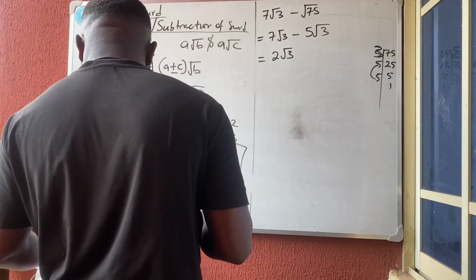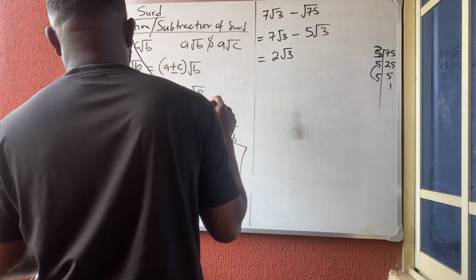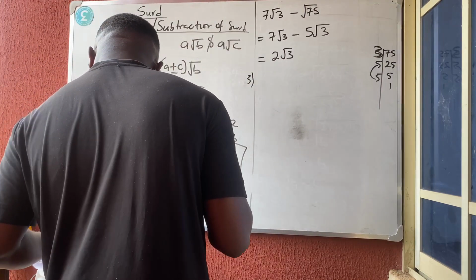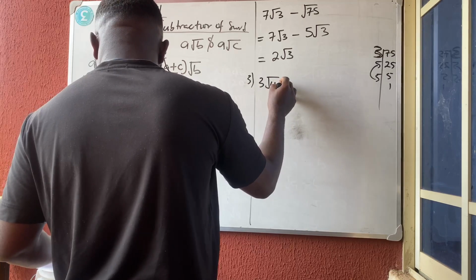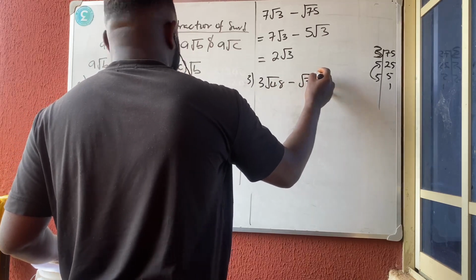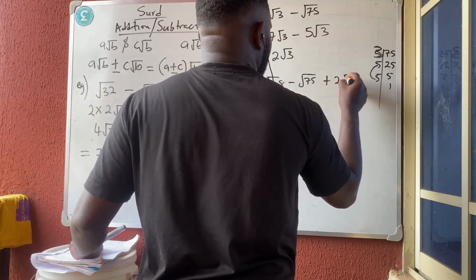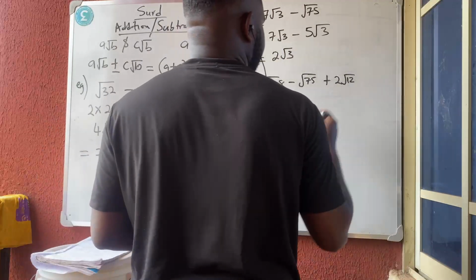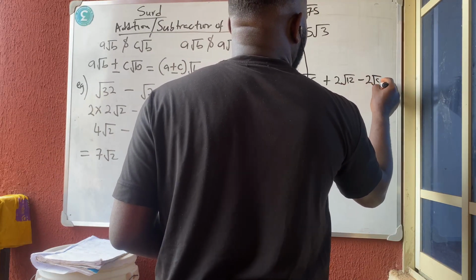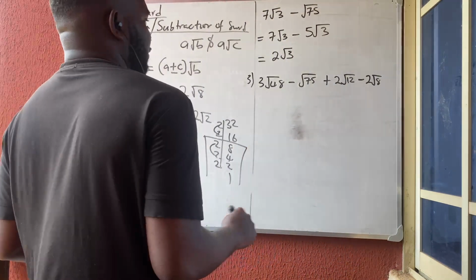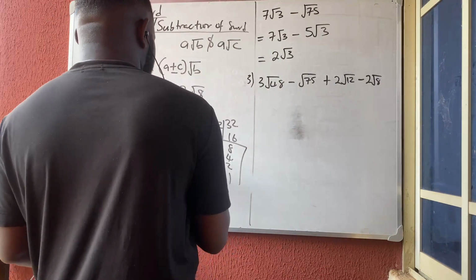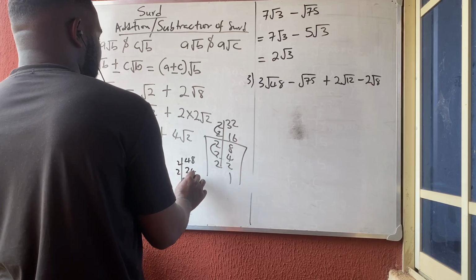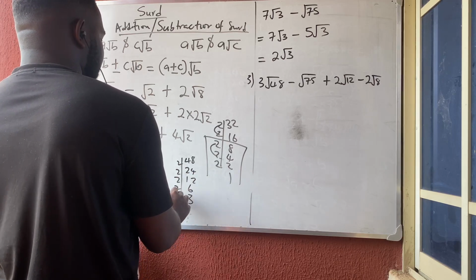Okay, now number three example is 3 root 48 minus root 75 plus 2 root 12, okay, minus 2 root 8. Okay, so I'm having this. So what do we do? Bring down 48. 2 divide 48, I'm having 24. 2 divide 24 is 12, 2 divide 12 is 6, 2 divide 6 is 3, 3 divide 3 is 1.